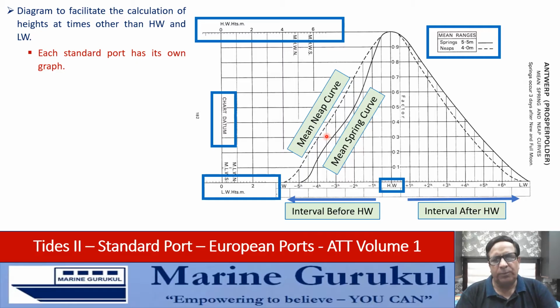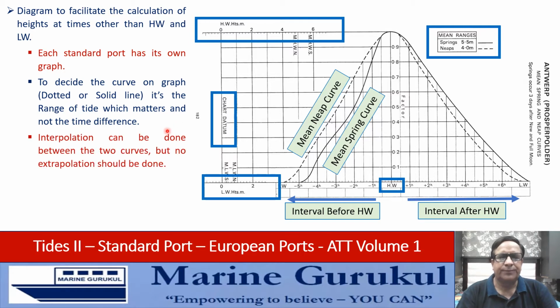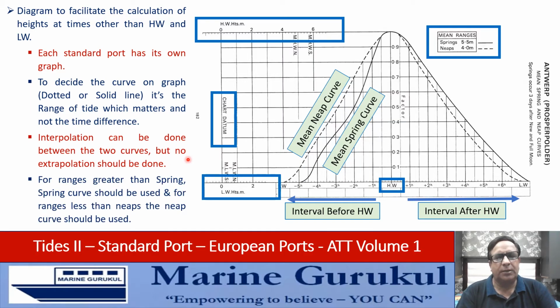So please remember that in this case only interpolation between these ranges is allowed. Extrapolation is not allowed. You can read on this side also. Decide the curve on the graph, dotted or the solid line. It's the range of tide which matters and not the time difference. Interpolation can be done between the two curves, but no extrapolation should be done. For ranges higher than the spring curve, the spring curve should be used, and for ranges less than the neap curve, the neap curve should be used.